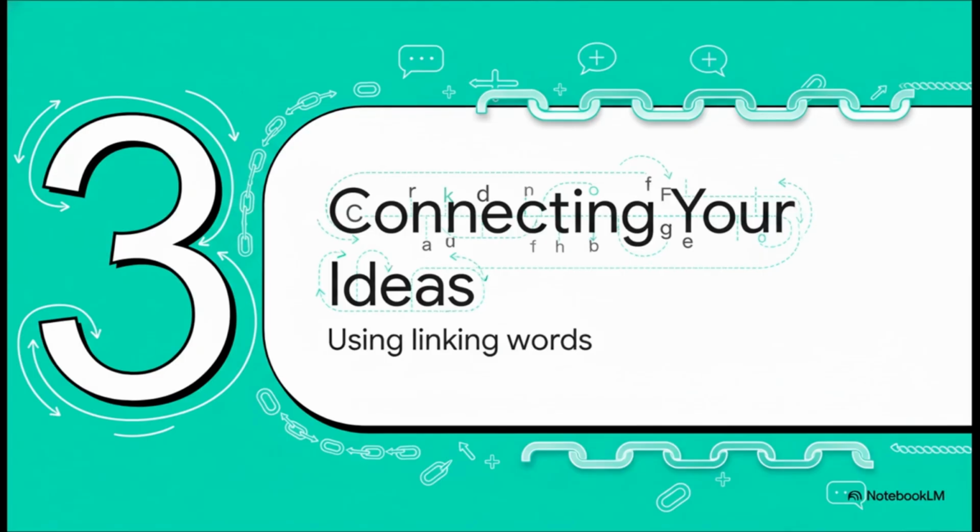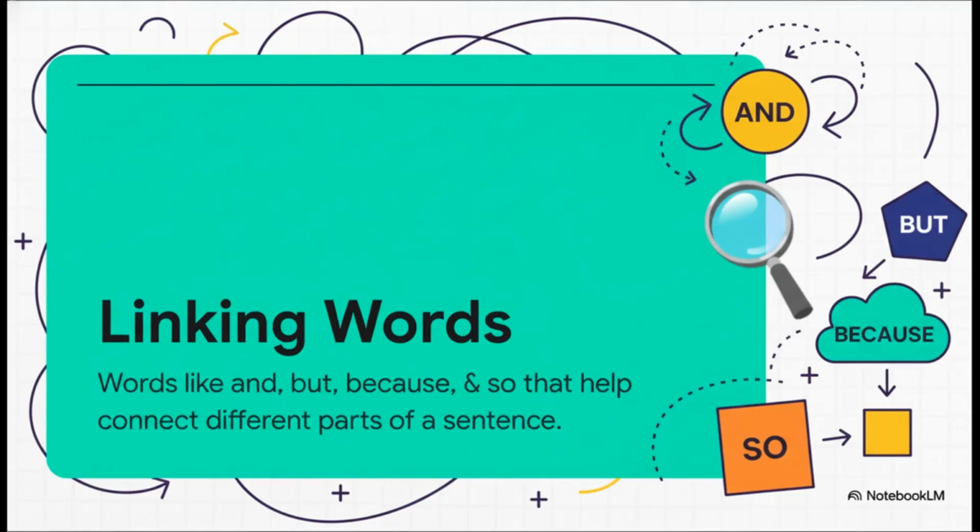So now we can make sentences and ask questions. Let's look at how to connect our ideas to make our English sound even better and more natural. Okay, so linking words, think of them like glue. They just stick your ideas together and they make everything you say sound more natural. Today we're going to focus on 4 really important ones: and, but, because, and so.